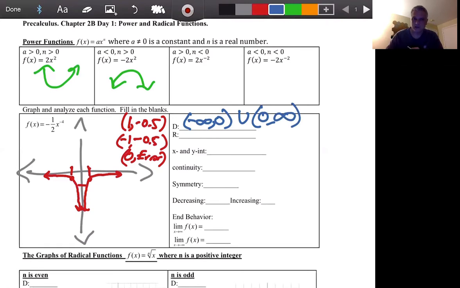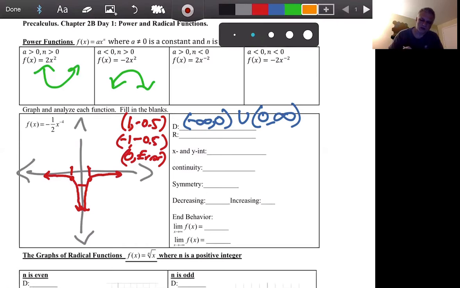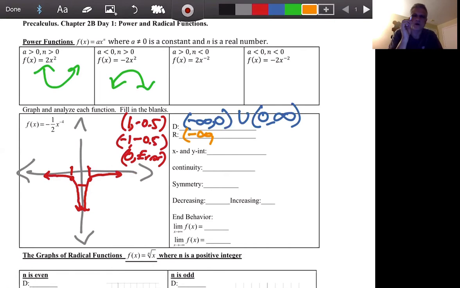What is the range? Range, how far down does it go? It goes down to negative infinity. Always go low to high, left to right. How high does it go? Well, as you can see, it kind of levels off really, really close. It's getting closer and closer to 0, but it never quite gets there. So negative infinity to 0. And it never hops over, it never comes above the x-axis, ever.